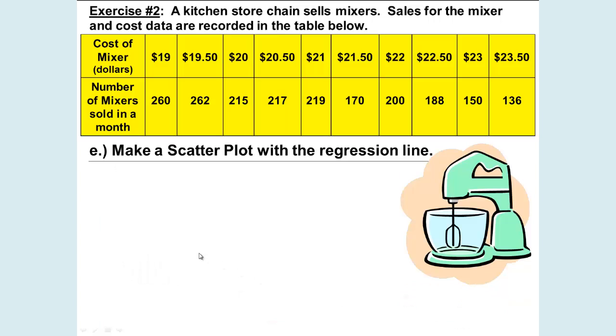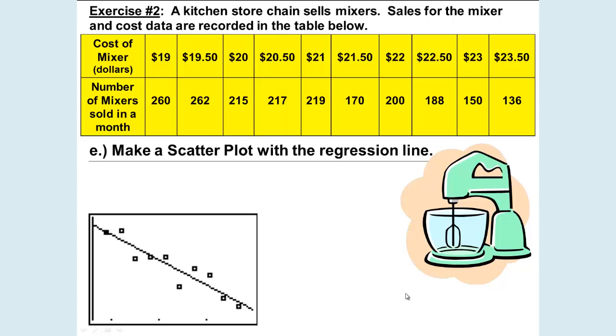Now we'll make a scatter plot with the regression line. To do that, on the calculator, you should just press graph as long as you stored it in Y1. If you didn't store it in Y1, go to Y1, type in the equation, and then press graph, and you should get a screenshot that looks like this. And that's a scatter plot with the regression line.